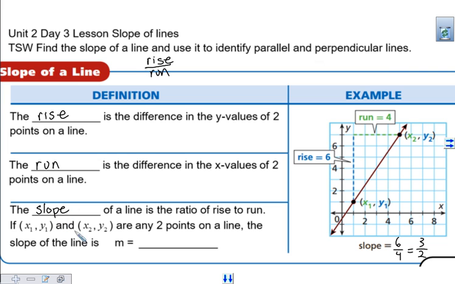Now, to calculate your slope when you just have 2 points and they are not on a graph, we're going to take our difference in our y values, so y2 minus y1, over our difference in our x values, so x2 minus x1.